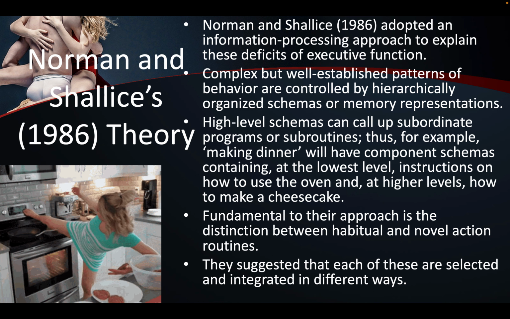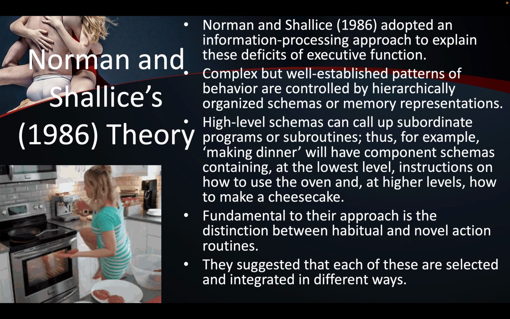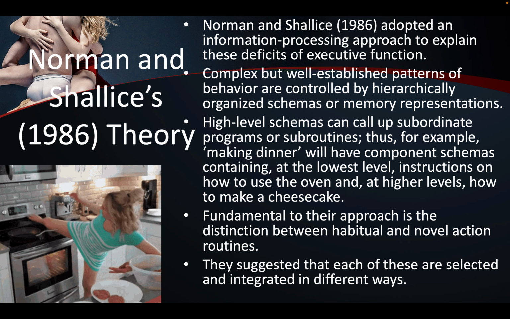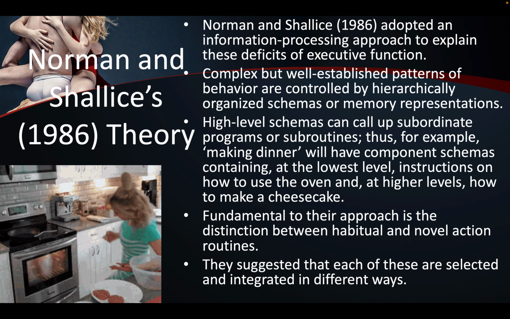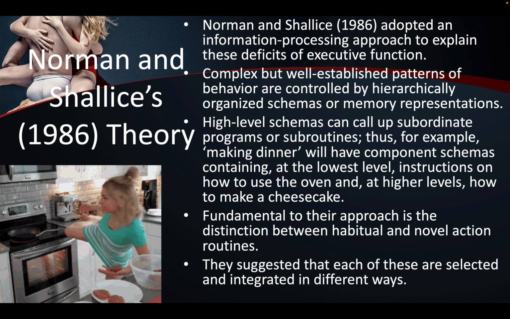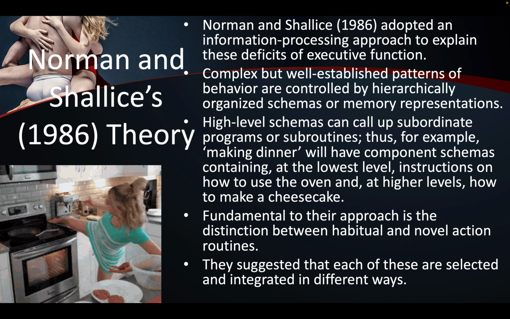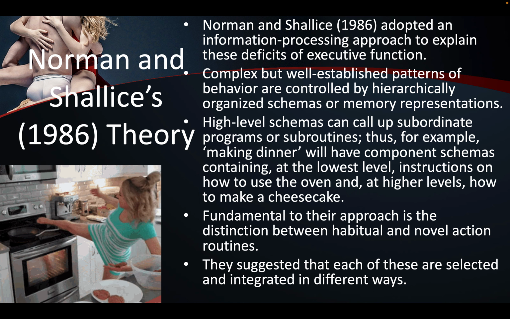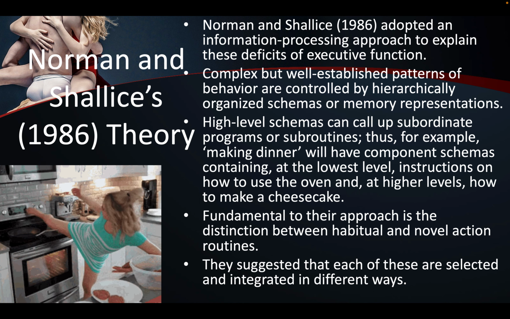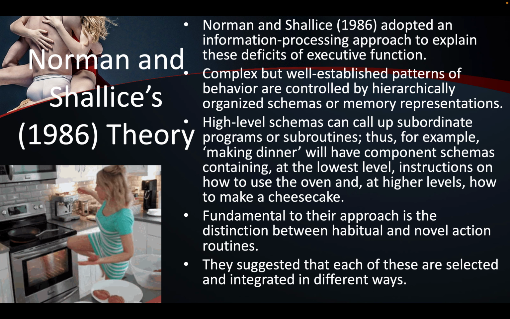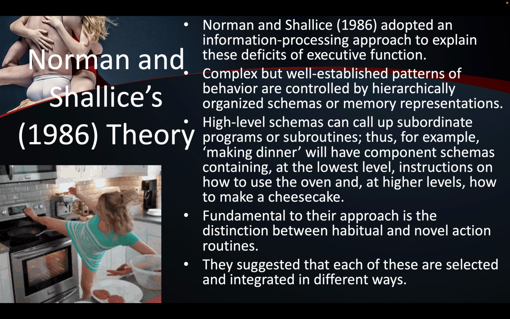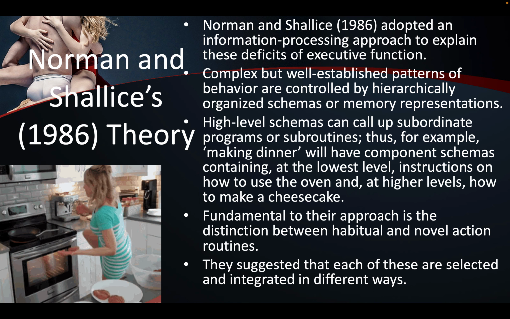It's a GIF. Norman and Shallice in 1986 adopted an information processing approach to explain these deficits of executive function. Complex but well-established patterns of behavior are controlled by hierarchically organized schemas or memory representations. High-level schemas can call up subordinate programs or subroutines. Thus, for example, making dinner will have component schemas containing at the lowest level instructions on how to use the oven, and at higher levels how to make a cheesecake.